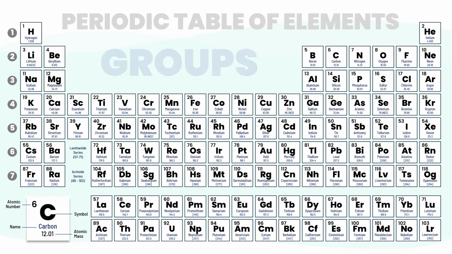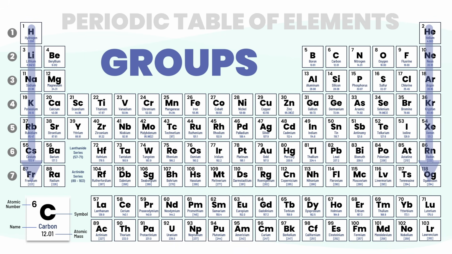Now let's look at groups. These are the vertical columns that go from top to bottom. There are 18 groups in all. Each group is like a family. Elements in the same group often share similar characteristics. So while periods stretch across and groups fall down, the question is, what's behind this arrangement?